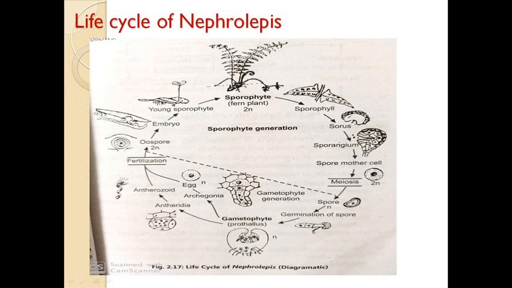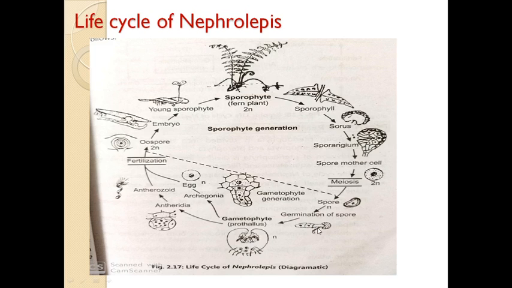The sporangium consists of 16 diploid spore mother cells. The spore mother cells undergo reduction division, meiosis, and develop 64 haploid spores. The spore formation marks the beginning of the gametophyte. So the haploid spores are produced, and the haploid spore undergoes germination, which is the beginning of the gametophytic phase.